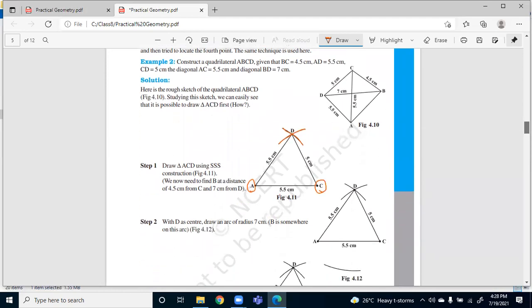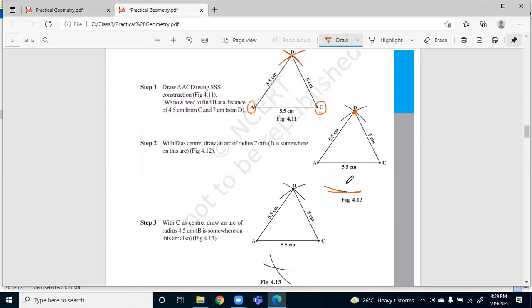Now the next diagonal which is given is BD. The point D is already known to us. The length of DB is 7 centimeter. So what will we do? We will put the needle of the compass at point D and measure the length as 7 centimeter. And at 7 centimeter, I will make an arc below this diagram.